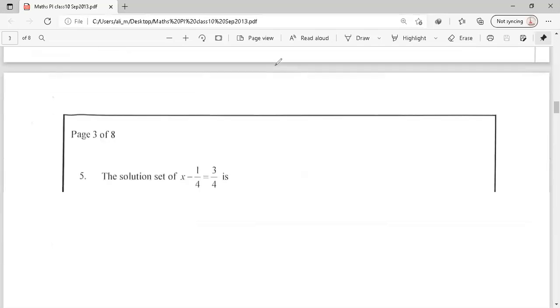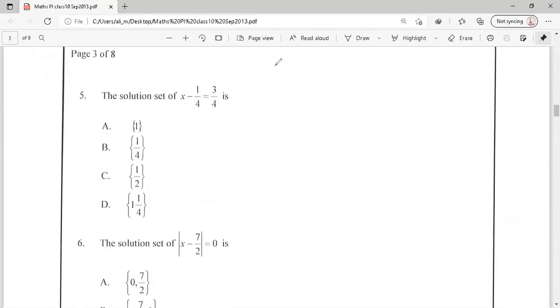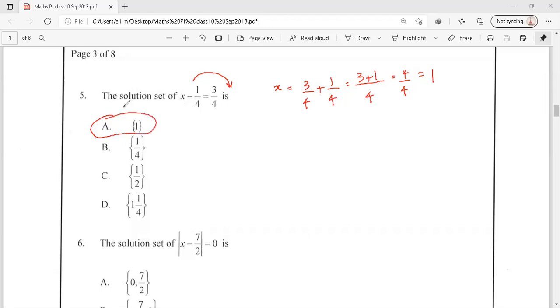Then let's move to our question number 5, in which we have to find the solution set of this equation. So let's move this 1 over 4 to the right hand side of the equation. So x would become 3 over 4 plus 1 over 4. So denominators are same, so numerators will be added. So it will become 4 over 4 equals to 1. So the correct answer for the value of x is 1. So option A is the right answer.